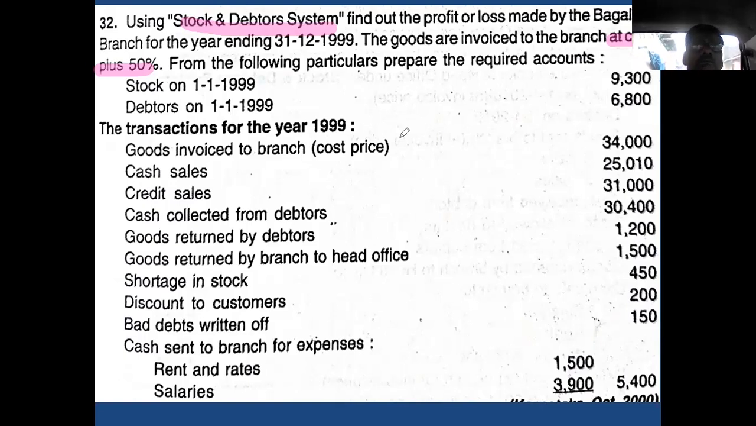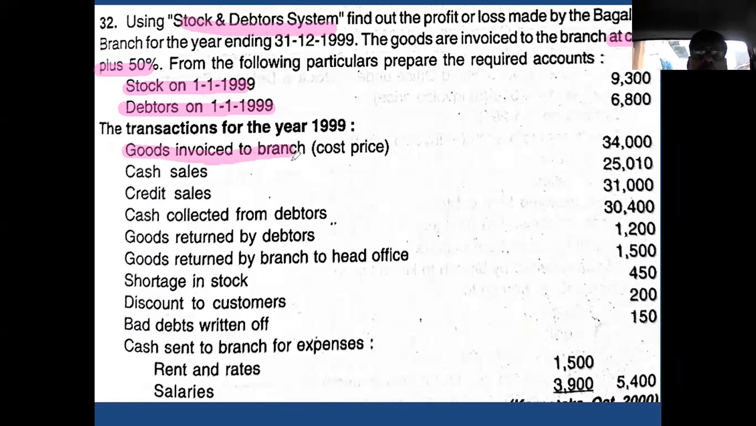What is the invoice? 150. Okay, thank you. 150 is the invoice price. Clear? Then first item, where will you take? Stock on hand 1,199. Branch stock account debit side. Then debtors 11. Debtors account debit side. Next, goods sent to branch, goods invoiced to branch. Branch stock account debit side.